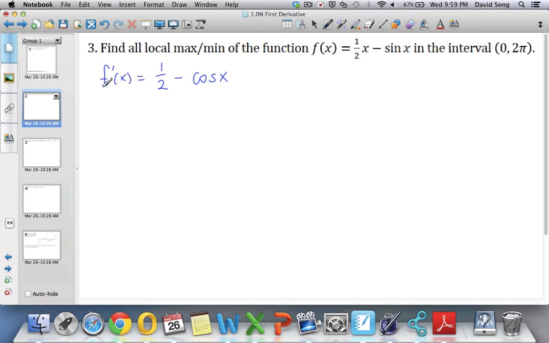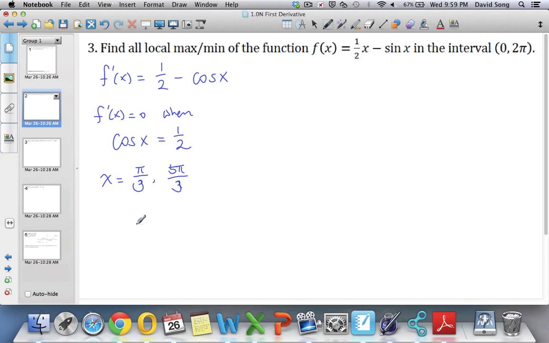Okay, so when is my f prime equal to 0? That would be when cosine x is equal to 1 half, right? So from 0 to 2 pi, when does it happen? When x is pi over 3 and 5 pi over 3. Okay, so these are my critical numbers.